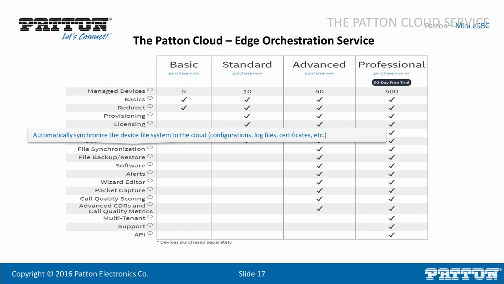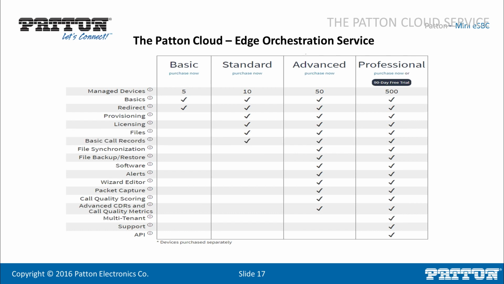You can ship it to your employee, or your customer can ship it to their employee, or you can ship it to the customer's employee. They can plug it in to their local area network. It can reach out to the Patton Cloud, and it can be provisioned without anybody talking to anybody or touching it.